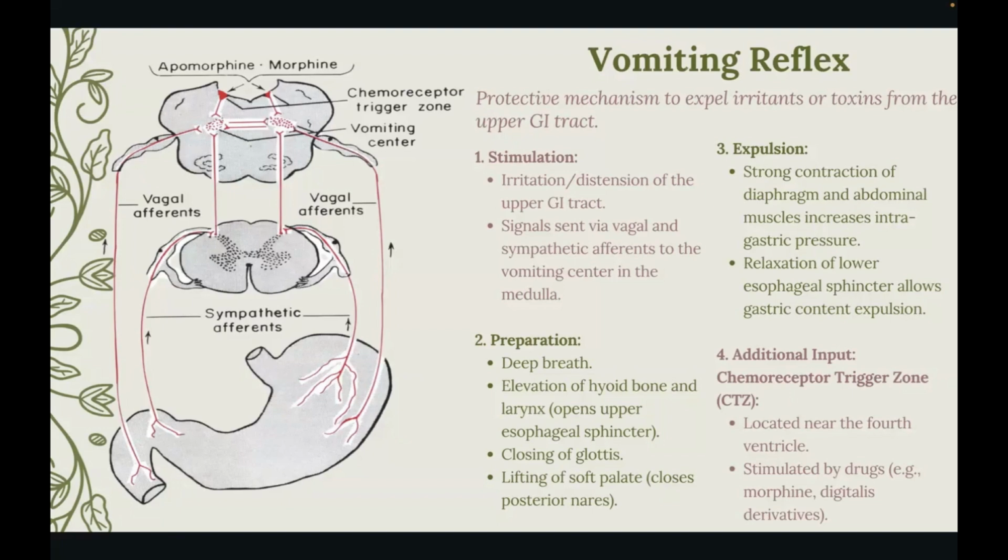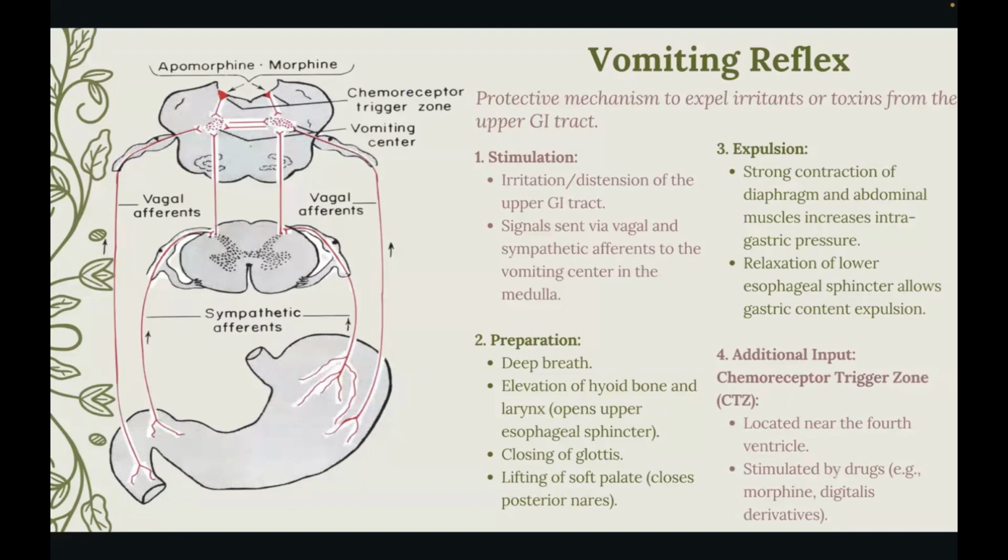Anyways, we want to elevate, we want to open the esophageal sphincter, to let the food out. So, elevation of the hyoid bone and the larynx, as well as lifting of the soft palate. I'm pretty sure you took this in anatomy, but the soft palate is in the roof of your mouth, and if you lift it, you close over the nasopharynx.